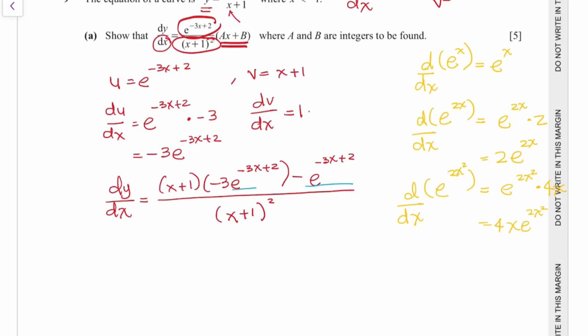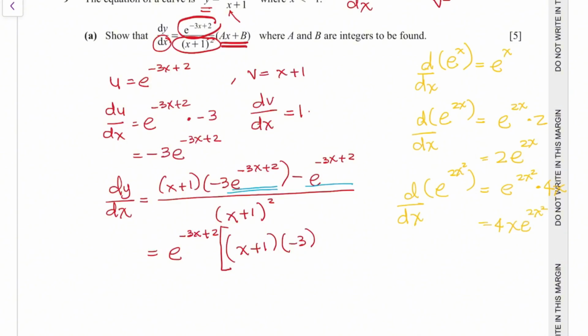You also have it here, okay? Now think about how do you factor it out. It is going to be e to the power of negative 3x plus 2, isn't it? Now, when you factor it out from x plus 1 and negative 3, it is just going to be x plus 1 times negative 3, right? I'll put it in the bigger bracket.